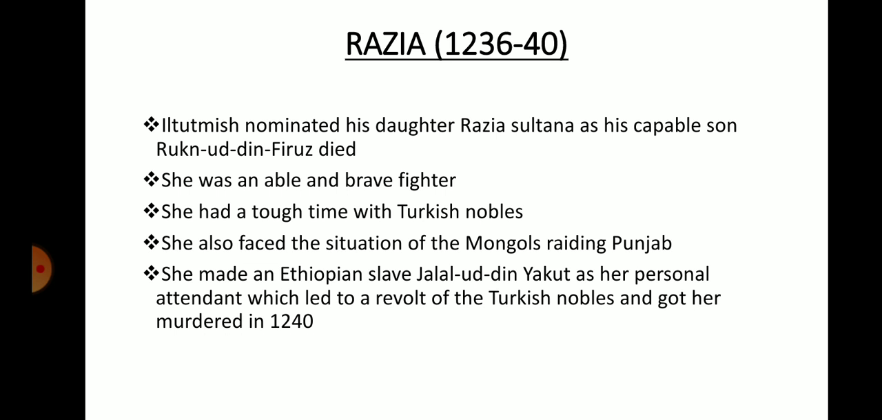And during her time, there were tough times for her with the Turkish nobles. So the local Turkish nobles, we studied about them. There were 40 nobles, isn't it, in the court of Iltutmish. Okay, these nobles had a tough time with Razia. They did not go along with Razia. There was no peace between Razia and these Turkish nobles.